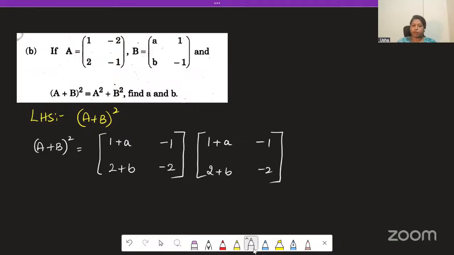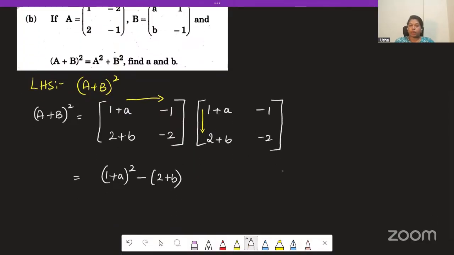Okay. Now we will multiply this. You know how to multiply. The first row is multiplied with the first column, then the first row is multiplied with the second column, right? So we will multiply and write 1 plus a into 1 plus a, which is 1 plus a whole square, plus minus 1 into 2 plus b... I will write it like this and not simplify it. We will not simplify 1 plus a whole square using the a plus b whole square formula, because it will become too much. Right now, we are just writing this much.